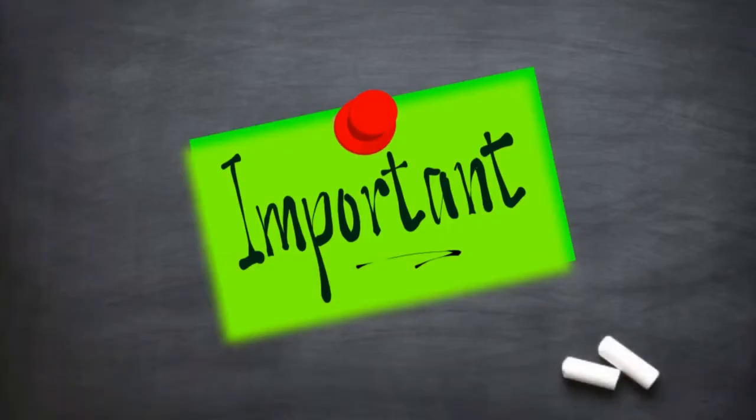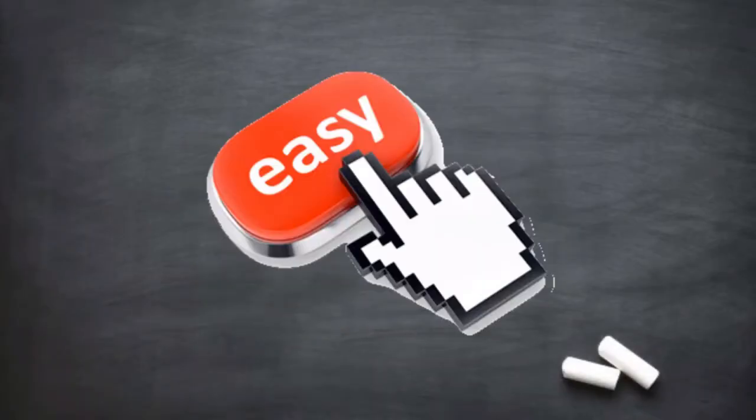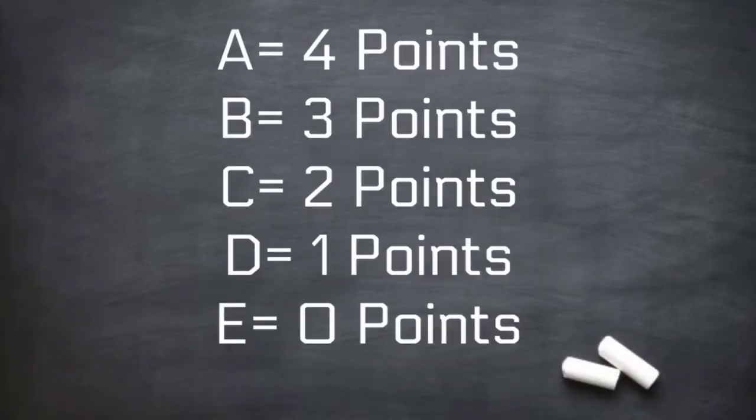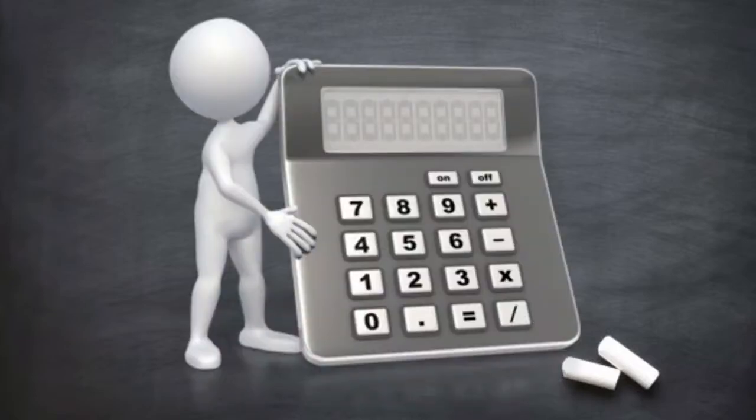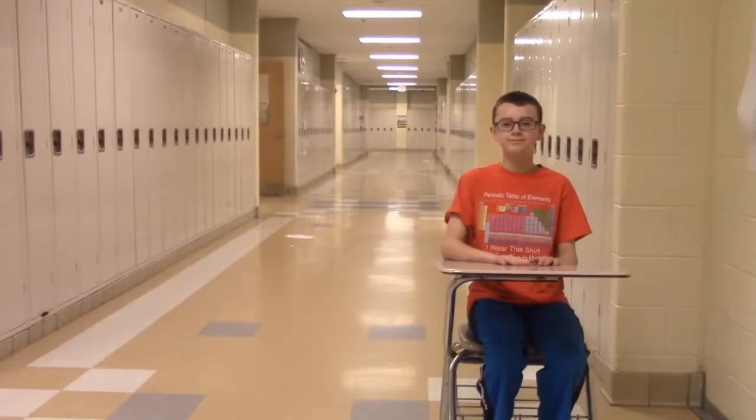Calculating your GPA is very important, and it's actually very easy to do. Each letter is given a numerical equivalent. A's are worth 4 points, B's are worth 3 points, C's are worth 2 points, D's are worth 1 point, and E's are worth 0 points. Just add up the numbers that you have, divide them by the number of classes you took, and you have your GPA. So let's do an example.